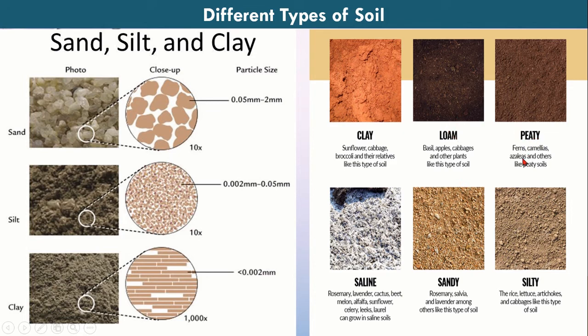This is peat soil, where you can grow camellias and this type of crops. Then saline or salty soil, where you can find lots of salt in the soil. You can find this soil in the coastal region. Sandy soil you can also find in the coastal region, and silty soil you can find on the riverside.